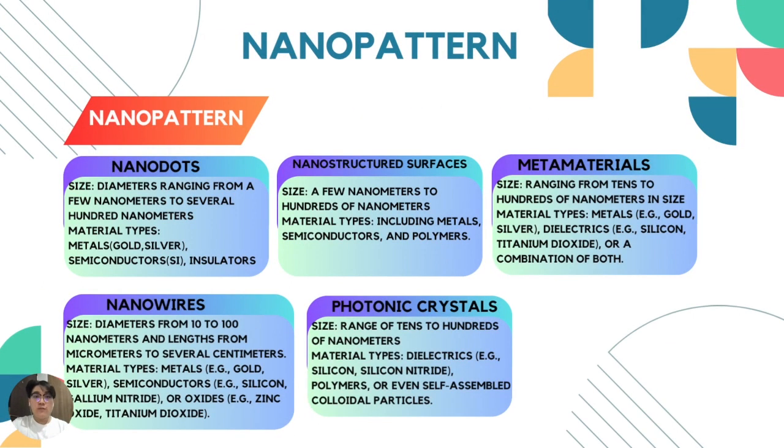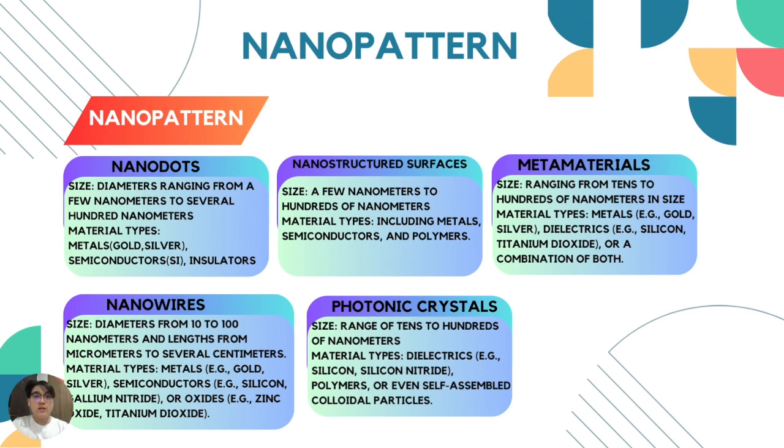Electron beam lithography allows for the creation of a wide range of nanopatterns with diverse properties and uses. First one is nanodots. These are characterized by their small diameter, which can range from a few nanometers to several hundred nanometers, and can be formed of metal, semiconductor, or insulators. Nanostructure surfaces can be made of metal, semiconductor, or polymer, and have diameters ranging from a few nanometers to hundreds of nanometers.